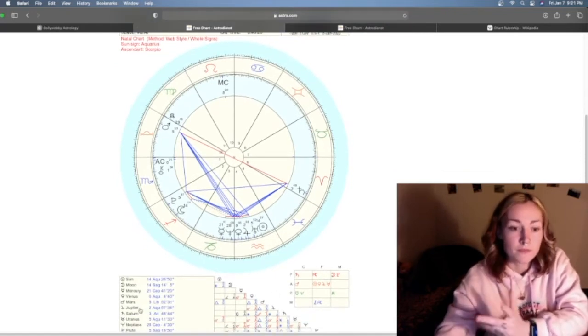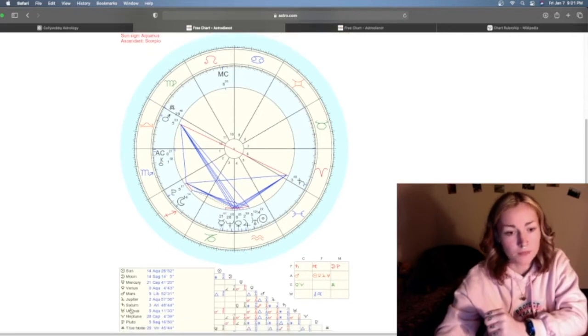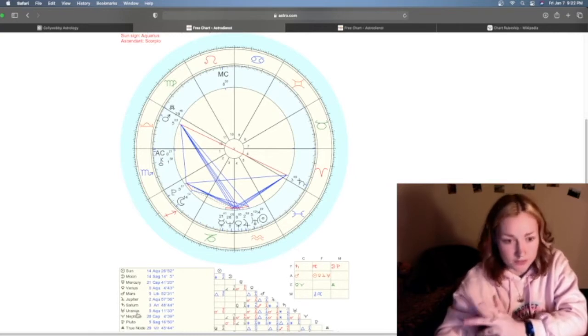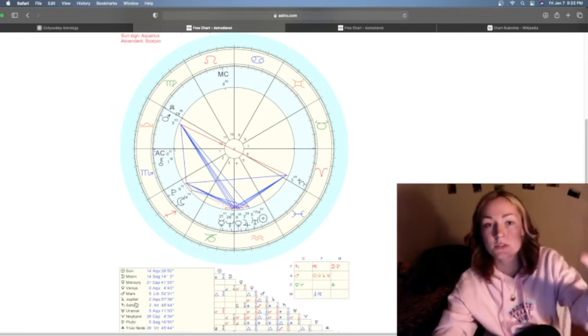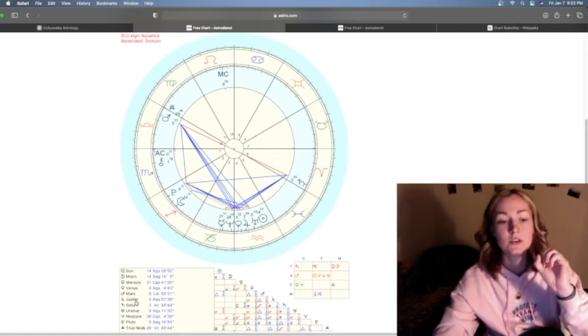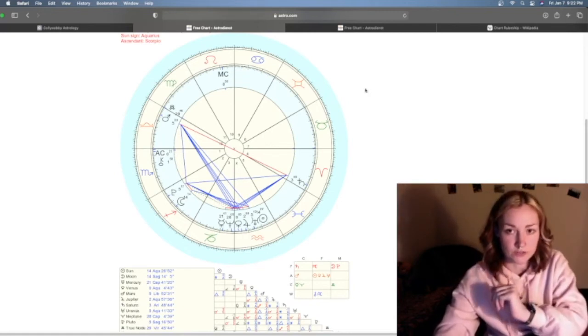Like, for example, the cycle of Jupiter is 12 years. And all of the planets after that are even longer. Like Saturn, I'm pretty sure, is 27 and a half years. Uranus is even more than that. Neptune, Pluto is 248 years. So we're going to talk about personal, intergenerational, and then generational planets.